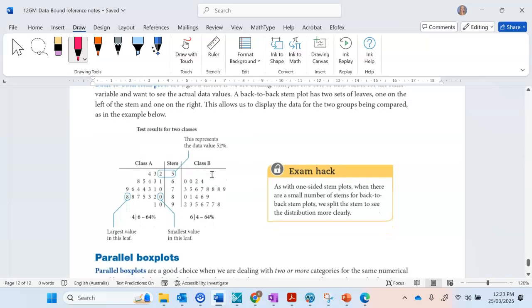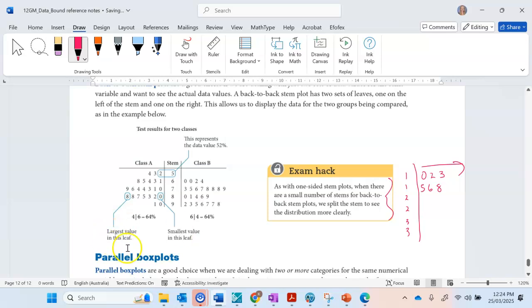I'm just seeing what is written here. As with one-sided stem plots, when there are a small number of stems for back-to-back stem plots, we split the stem to see the distribution more clearly. So what this just means is if you had a lot of data values, maybe in the teens, you could do 1, 1, 2, 2, 3, 3. So that just means that if I had a value less than 15, it would go there. And then if I had greater than 15, it would go there. Just so you don't have a very long leaf, if that makes sense.